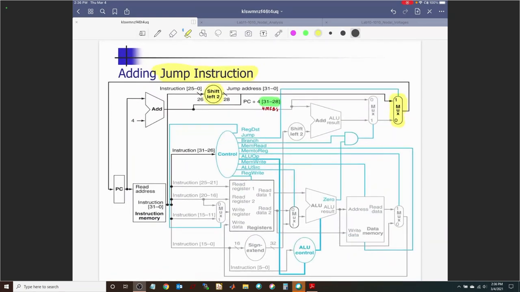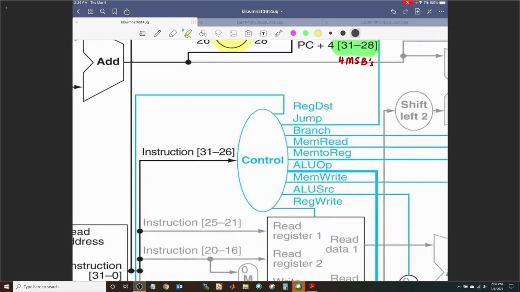But now that we have started talking about the outputs such as jump and branch, where are they coming from? Well, they are coming from a control unit. And this control unit is getting inputs from the 6 most significant bits of the instruction. What are those? Those are for the opcode, the op field, right?